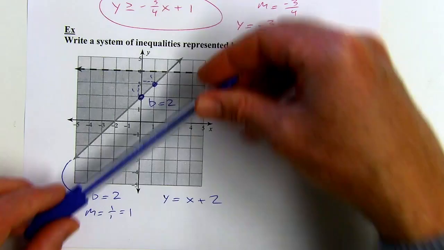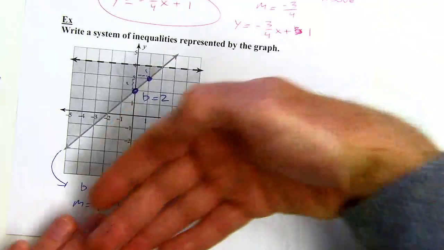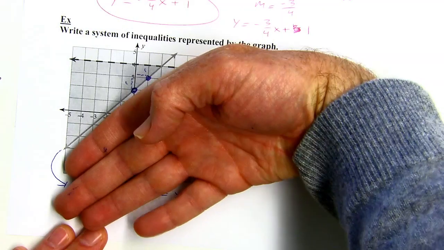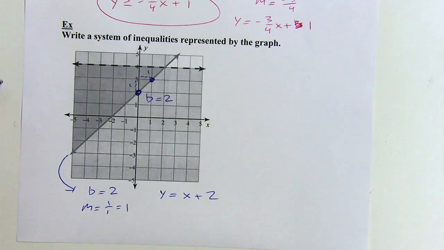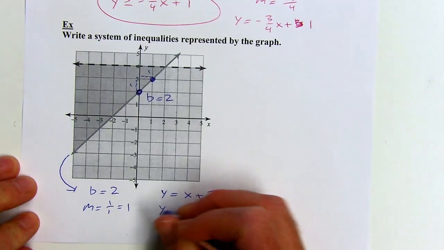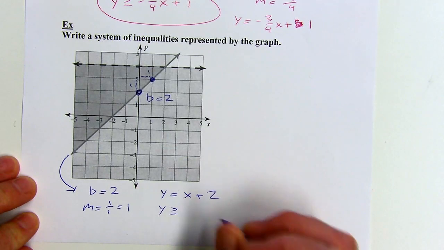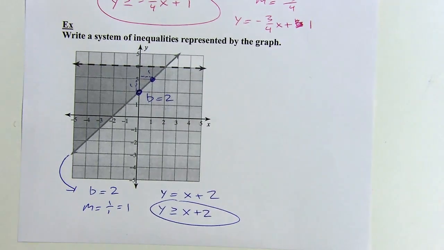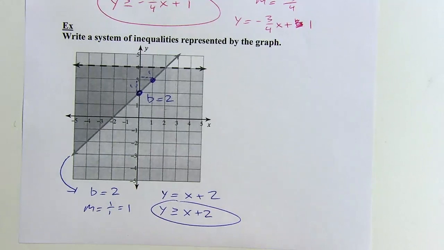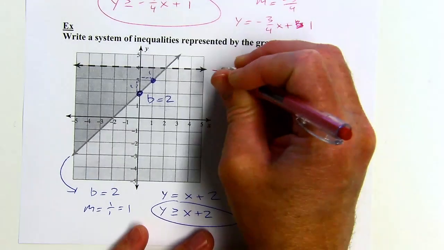And now let's put in the inequality symbol. So I'm just looking at this line. I'm kind of trying to ignore the dashed line, and I'm thinking, am I shading above or below? And it looks like it's shaded above, above this line. So that means, and it's a solid line, so I'm going to use y is greater than or equal to x plus 2. Okay, so there's one of my inequalities.